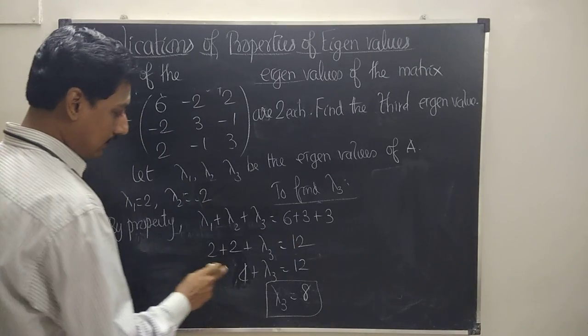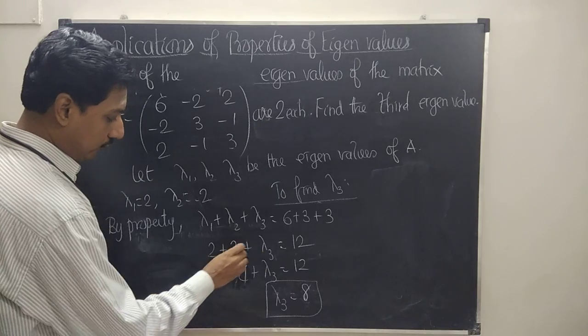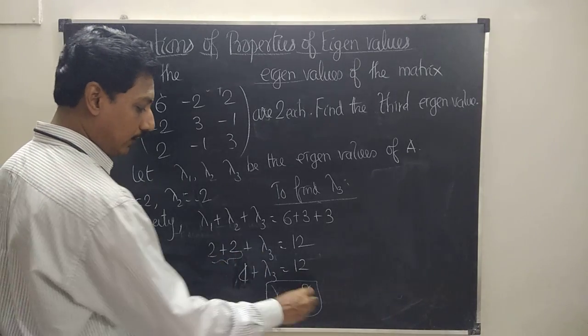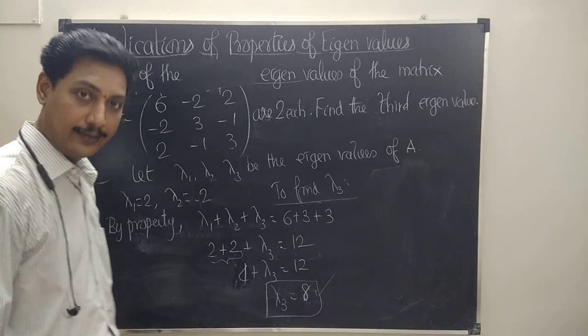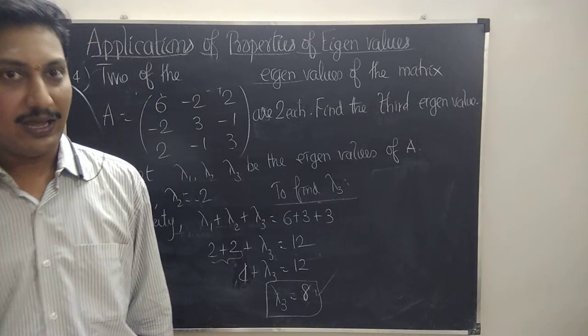3. So it is 12. Lambda 1 and lambda 2 are 2 each. So 2 plus 2 is 4, 4 plus lambda 3 equal to 12, so lambda 3 equals 8. So this is another application of the properties of eigenvalues, right?